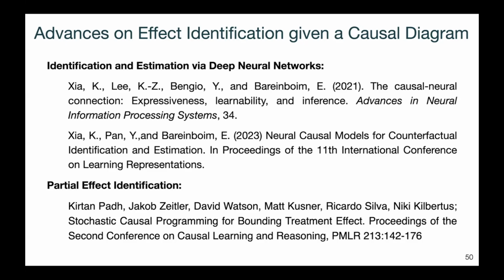Some other people are interested in doing bounds of the effect. So sometimes you don't have identifiability, but you could maybe estimate the bound, like a confidence interval. And if this bound is informative in many situations, this is interesting. So there's something that we call partial effect identification. So this is a paper that's doing this.